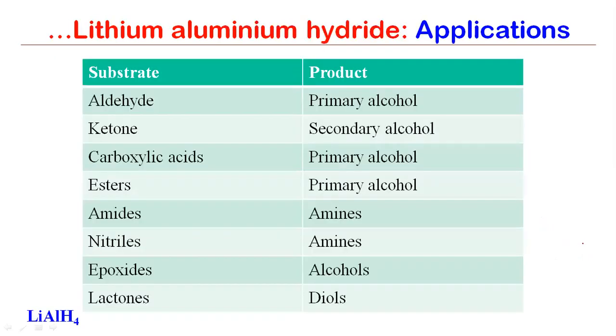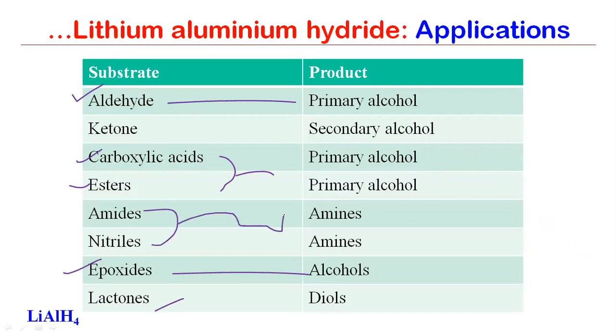All right, so these are the four mechanisms we have discussed, and now we are going to discuss the general product which can be formed from a particular substrate. From aldehyde we are always getting primary alcohol, from carboxylic acid and ester we are always getting primary alcohol, and from epoxide we are getting alcohol. If it is lactone then diols, if it is amides and nitrile then we are always getting primary amine, and if it is ketone then secondary alcohol. So these are some general outcomes. If we treat a particular functionality with LAH, then these are the expected products that can be formed.